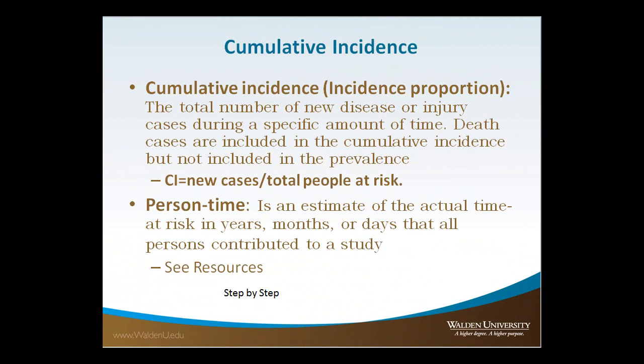So now let's take a look at cumulative incidence, incidence density, and prevalence. Cumulative incidence is the total number of new cases within a specific period of time, and we do include death cases in cumulative incidence, but we don't include them in prevalence. So for cumulative incidence, we have the number of new cases divided by the total number that are at risk. With person time, it's an estimate of the actual time at risk, and we can do this in years, months, even down to the days that the persons contributed to a study.